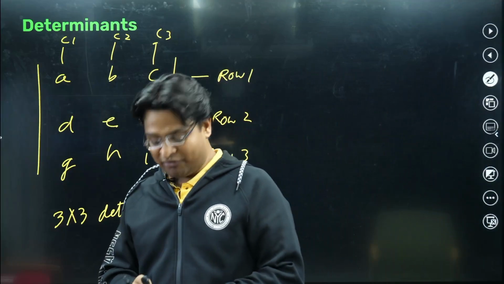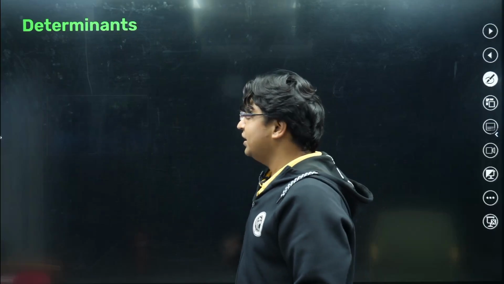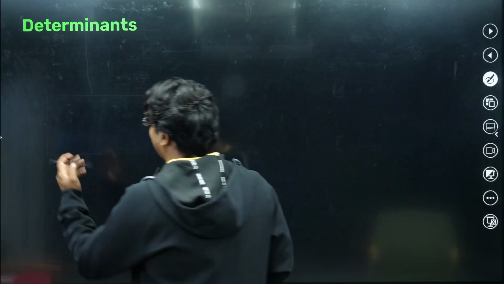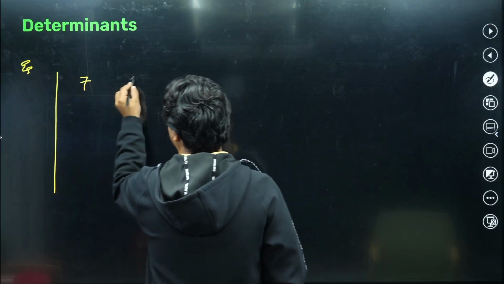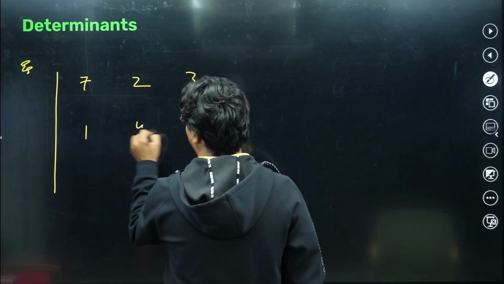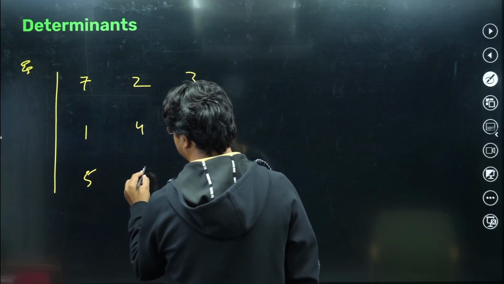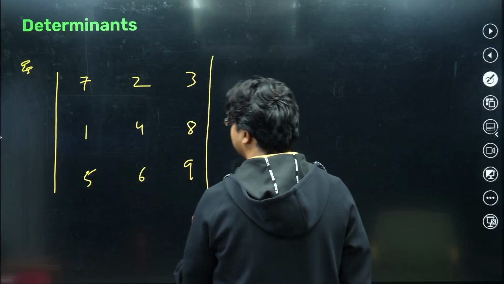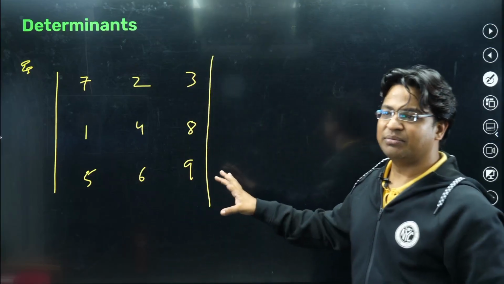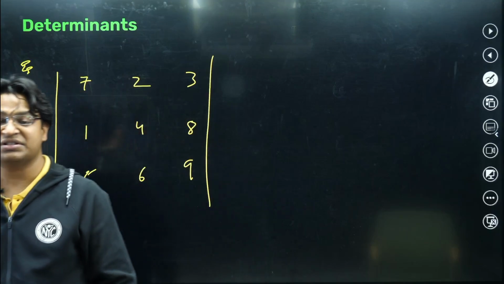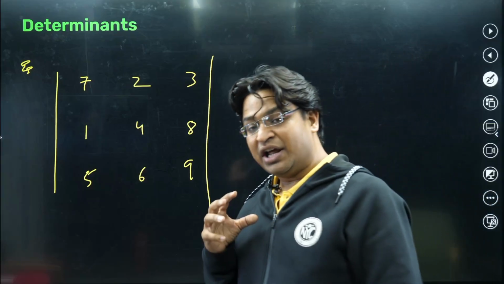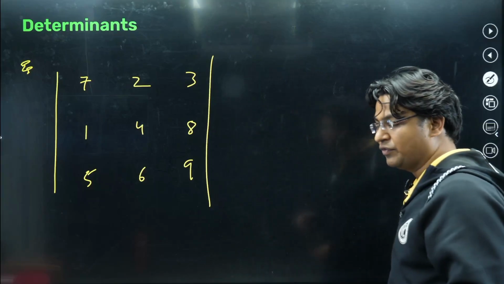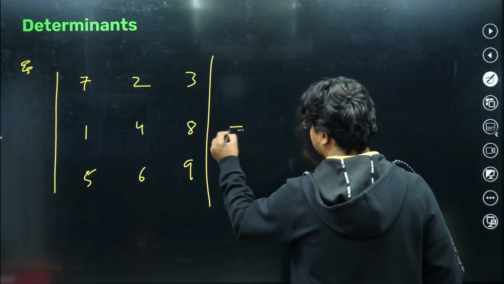Once you put numbers here, it starts representing a value. I'll do this and probably that will explain it. Suppose I write 7, 2, 3, 1, 4, 8, 5, 6, 9. I've written random numbers. So this determinant represents a specific number, a value. Now, what value does it represent? There are rules that you have to follow. The rule is this.